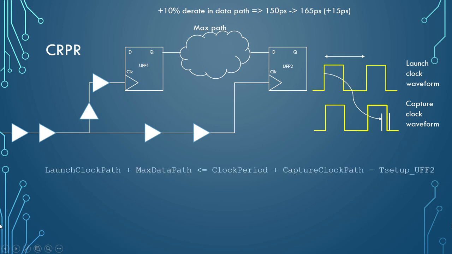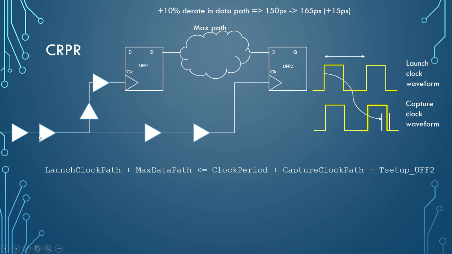Now here is the condition which is used for the setup timing check without any OCV. This we have discussed in previous videos also, where we discussed how we calculate setup time slack. That is, launch clock path plus max data path, that is this path, this timing arc, and this timing arc, should be less than the design clock period plus capture clock path. Capture clock path is this path, minus T setup of this flip flop. So this we have already discussed.